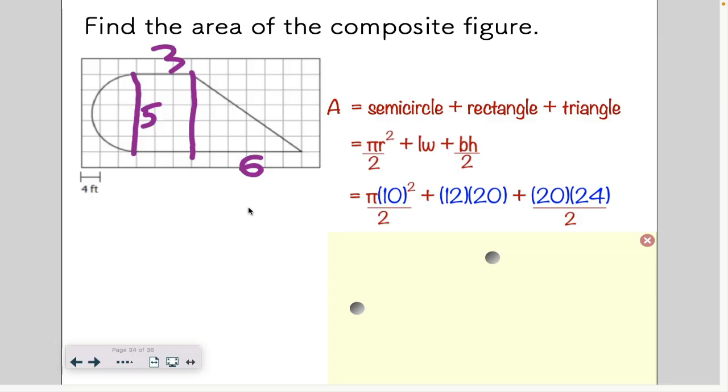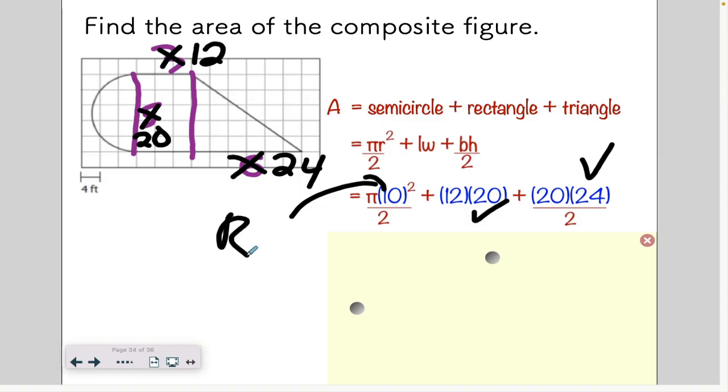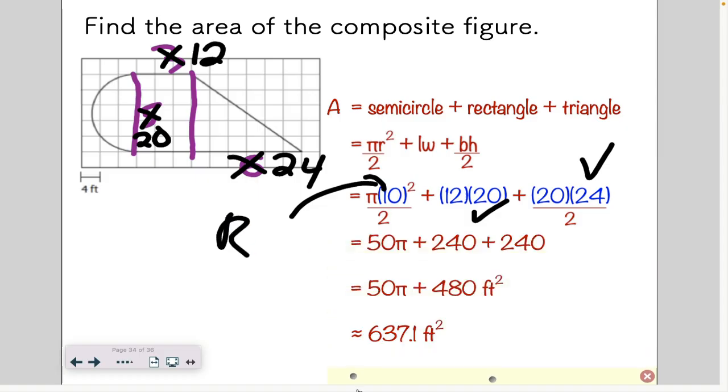Advice: if they give you a scale, you should multiply everybody right away. So this is 3, 5, and then 6. But I would multiply them now. So 6 becomes what? 5 becomes, and 3 becomes. Okay. You should do it right away. The rectangle is 12 by 20. The triangle is 24 by 20, but sliced in half. The circle's tricky. So if this is 20, that's the diameter. You want a radius of 10. And if you do these calculations, you do end up about 637.1 square feet.